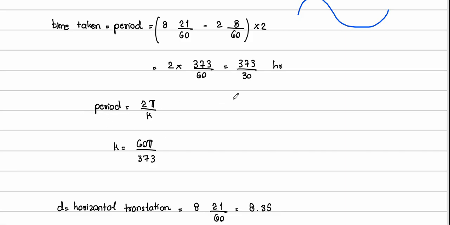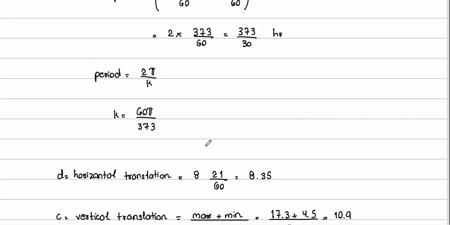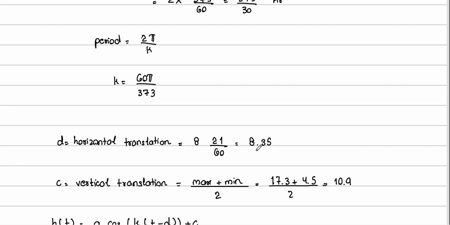So for the period, we've already got this. Period equals 2 pi over k. So for k, we got 60 pi over 373. D is the horizontal translation, so it's going to be 8.35. For the C as well, this is maximum plus minimum divided by 2.